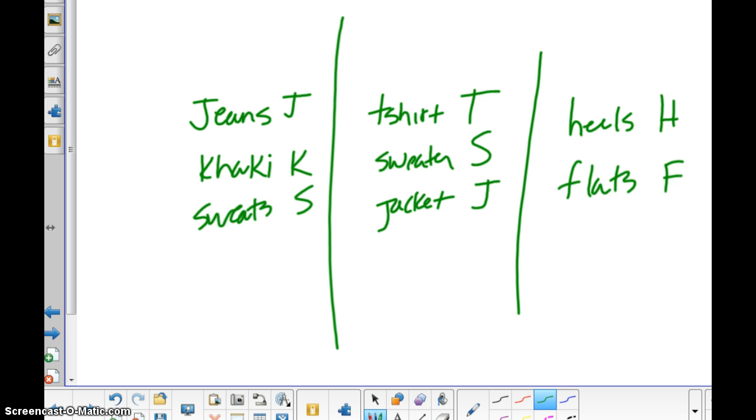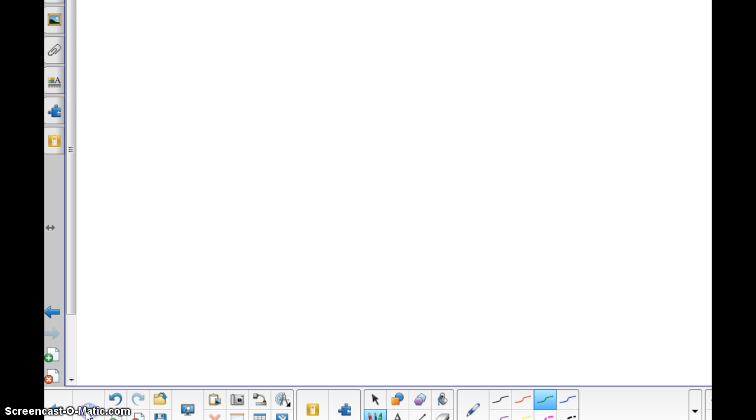How many different combinations? Kaden, tell me how you found that. 3 times 3 times 2 gives me 18. Now, I'm going to give you guys some time, and I'm going to help you get started, and I want you to help me make a tree diagram for that information. First, we're going to have khakis, jeans, and sweats. Separate those up so you've got plenty of space to work with.